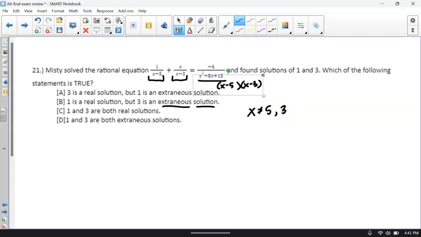So then they say that this person here solved and said that the solutions were 1 and 3. Well, we know for a fact now that 3 is one of the extraneous. So 3 is not a real solution, 3 is extraneous. So here we know that 3 is extraneous. Now, is 1 also extraneous? No, 5 is. So here, just by looking at and focusing on the denominator, because that's another way, guys, of looking at the extraneous solutions, that's why the answer is B.